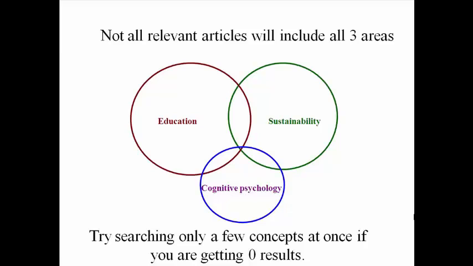Remember that you don't necessarily need to include all of your concepts in a search. If your topic is about education, sustainability, and cognitive psychology, even articles that are about education and cognitive psychology or education and sustainability would still be relevant for you. Hopefully, you are going to be the one who is writing about the little place where they intersect, and that's your contribution to research.